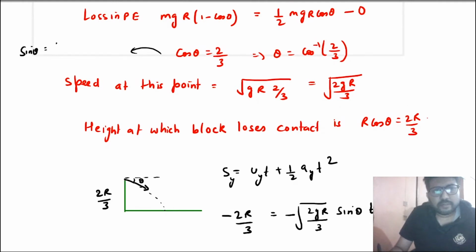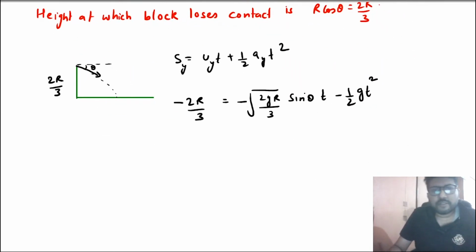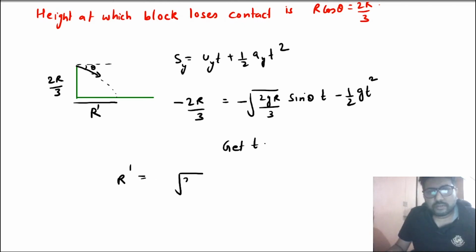Sine theta will be root 5 by 3, right? So put the value of sine theta here, get the value of time. Once you get the value of time, the range from this point, r dash, I can write, because r is radius, so I'll write r dash is the range, is equal to u, that is root 2 gr by 3 cos theta multiplied by time.